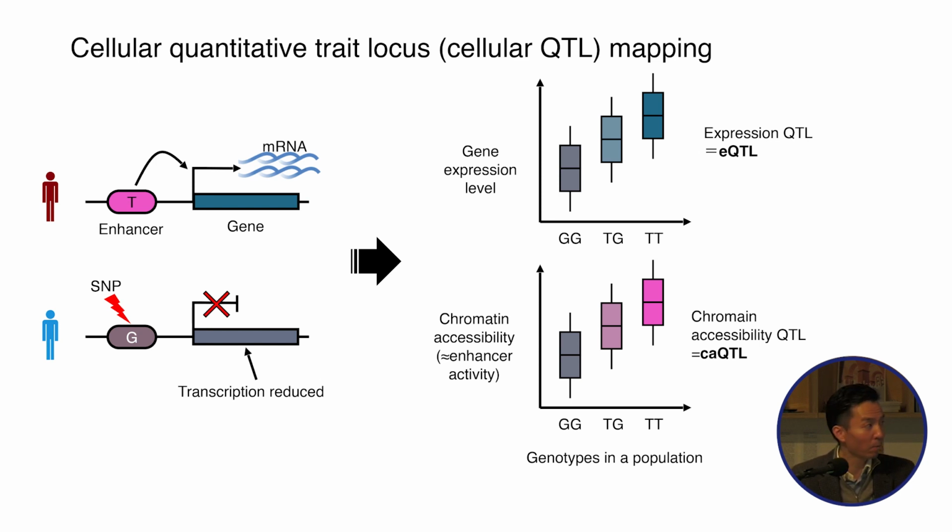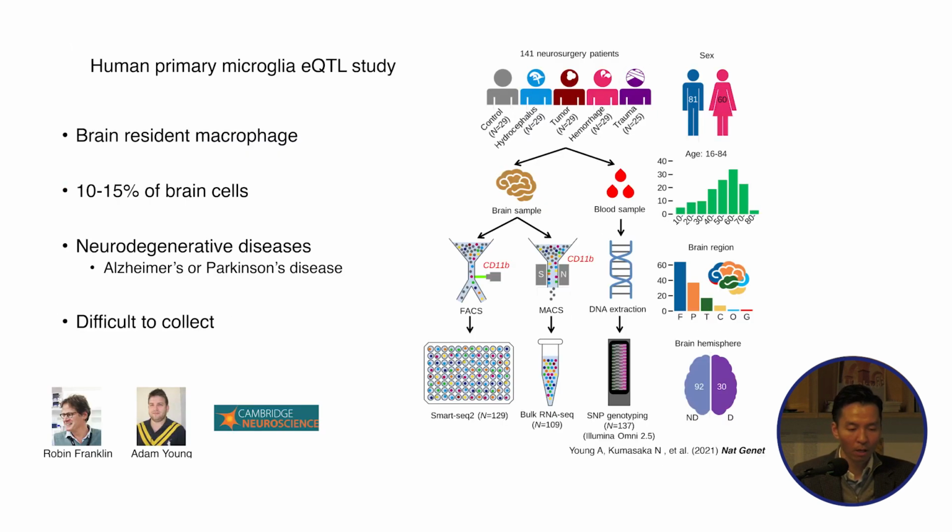And here genotype indicates a pair of two alleles at the SNP location, one from your father and one from your mother. So there are three different genotype groups in the population. We can split people in this room into three different groups at some SNP here.